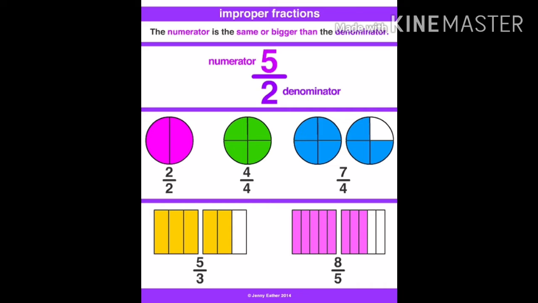You can see many fractions in this picture. 5 by 2, 5 is greater than 2, 2 is the denominator. 2 by 2, 4 by 4 have the same numerator and denominator, but 7 by 4, 7 is greater than 4. 5 by 3, 8 by 5, 5 is greater than 3 and the numerator 8 is greater than 5, 5 is the denominator. Okay.